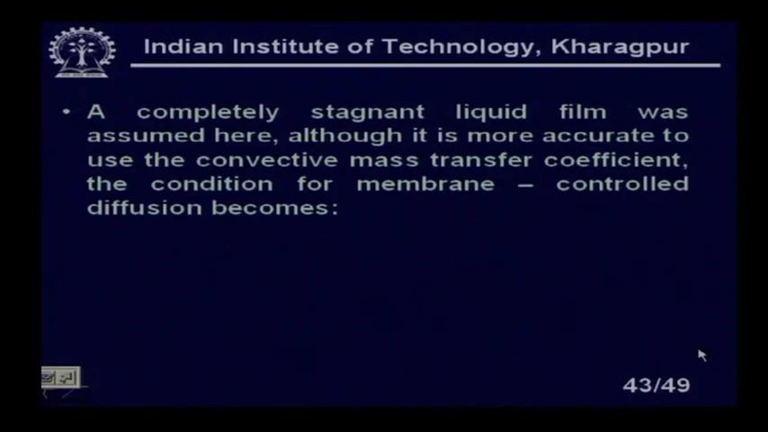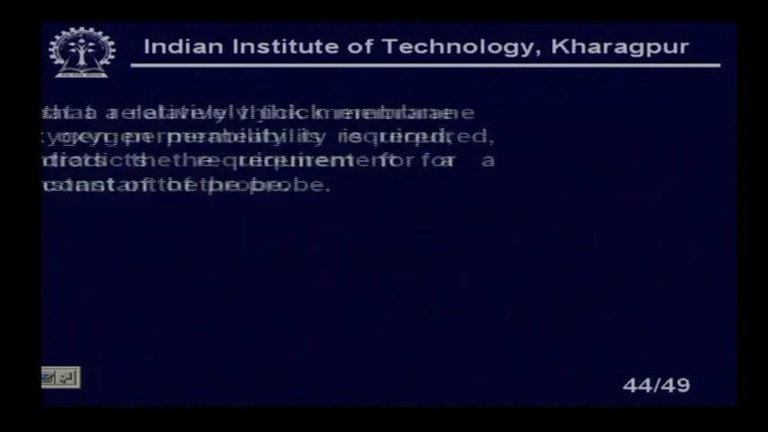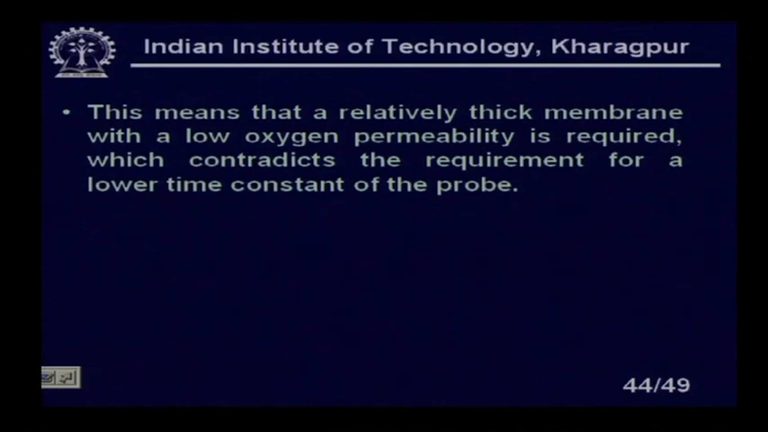A completely stagnant liquid film was assumed here, although it is more accurate to use the convective mass transfer coefficient, which becomes more complicated. The condition for membrane controlled diffusion becomes that Tm by Pm will be much greater than TL by PL plus Te by Pe, equation number 15. This means that a relatively thick membrane with low oxygen permeability is required, which contradicts the requirement for lower time constants of the probe.